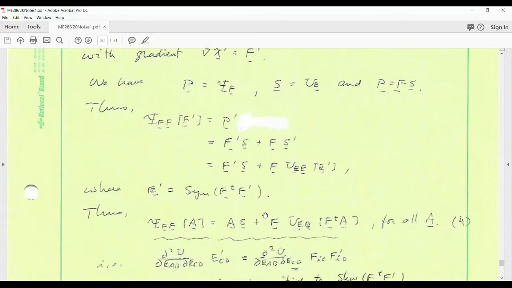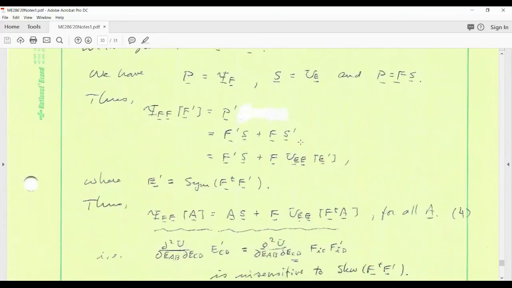So you insert the symmetric part of F transpose F prime in this place. Let F prime, which is arbitrary, be denoted by A in place of F prime. It turns out I don't need the prefix sym here. I don't need to worry about the symmetric part because this product only sees the symmetric part of this argument.